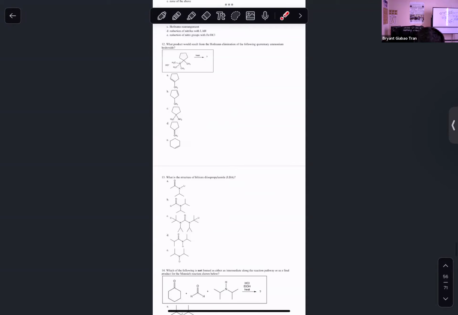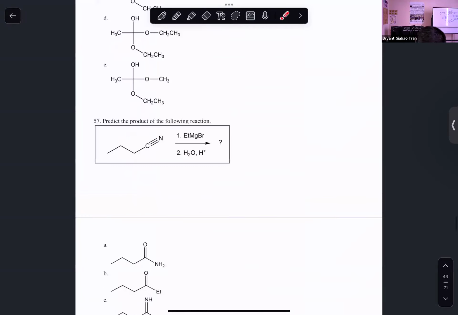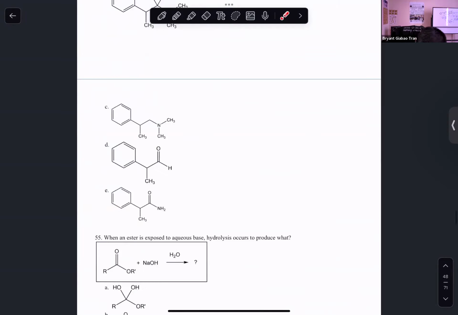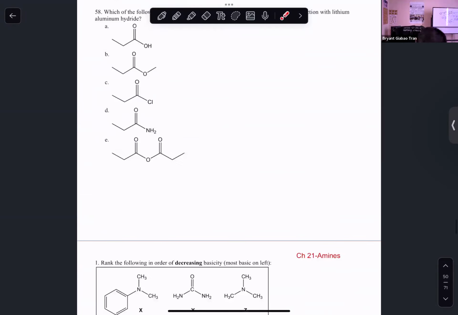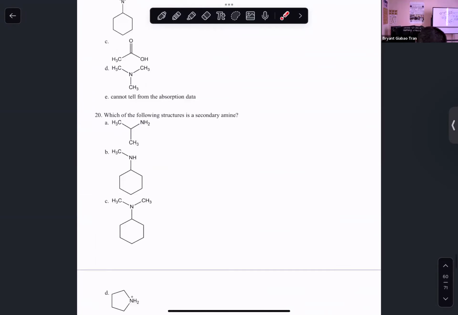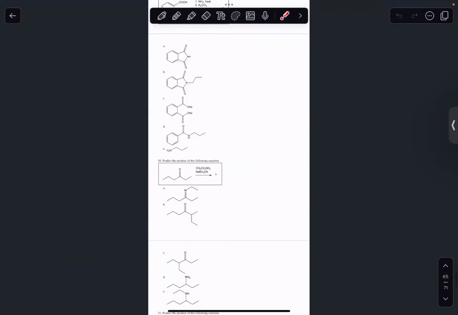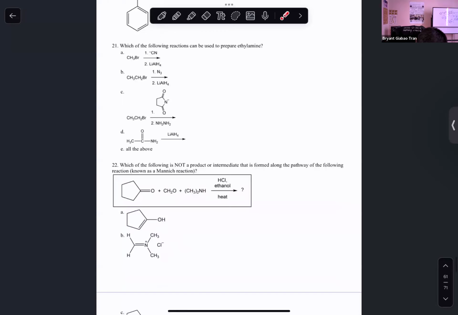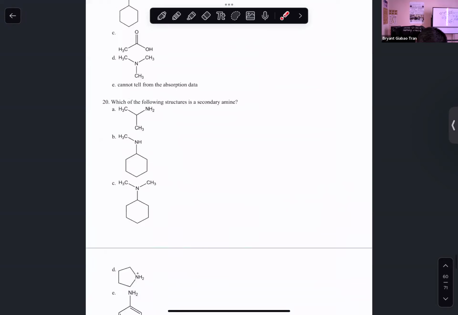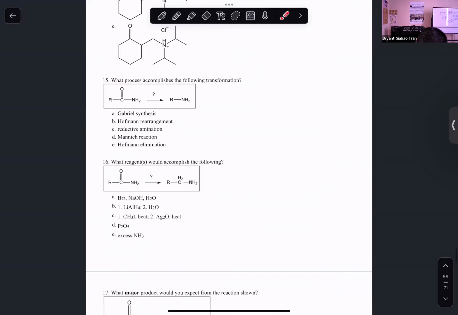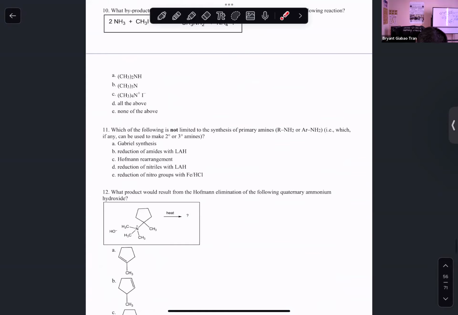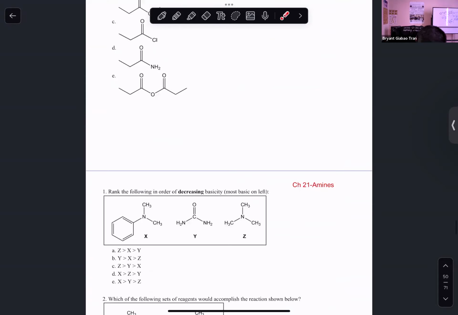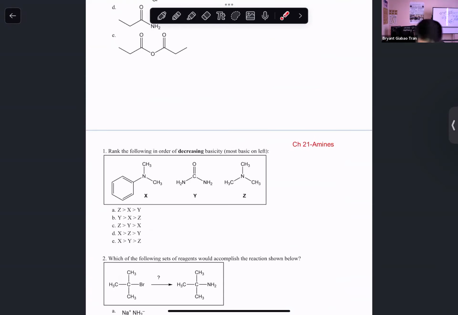Right. Let's see, chapter 21. No, that's way too far. Chapter 21's up here somewhere. This is chapter 20. Chapter 20. I think you just passed it. Oh, decreasing basicity. Decreasing basicity. Over here. Okay. Yes.